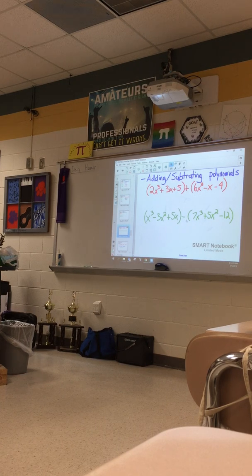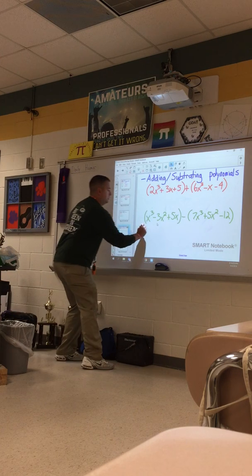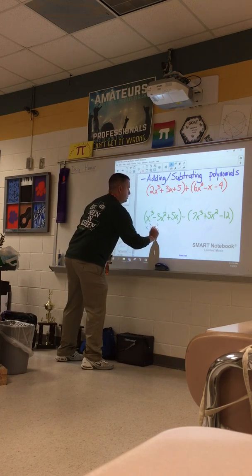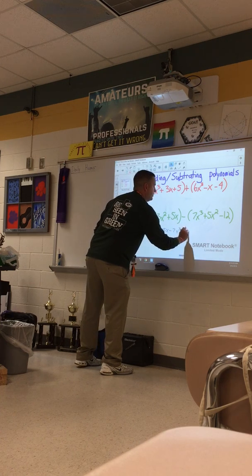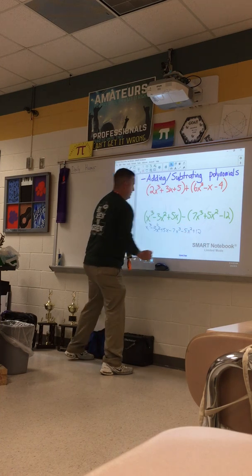When you subtract polynomials, what do you gotta do with this negative sign? You gotta distribute. That means you flip all the signs of these. So this will be x cubed minus 3x squared plus 5x minus 7x cubed minus 5x squared plus 12. And then I just match up.